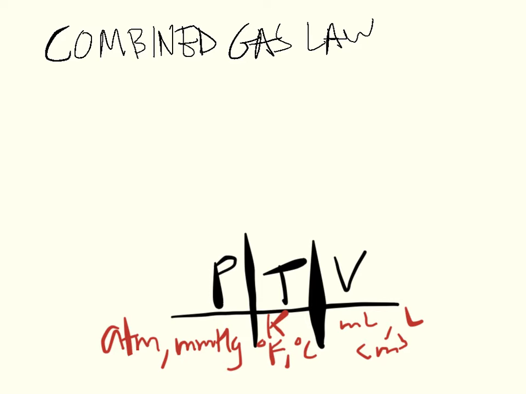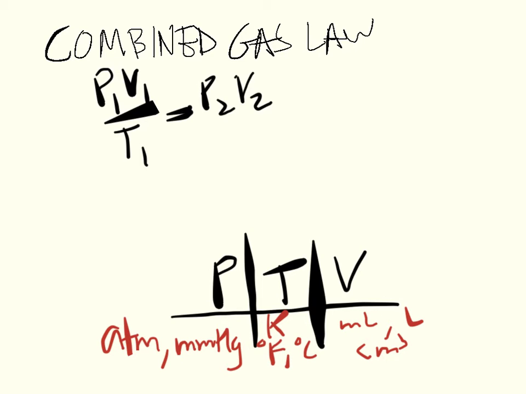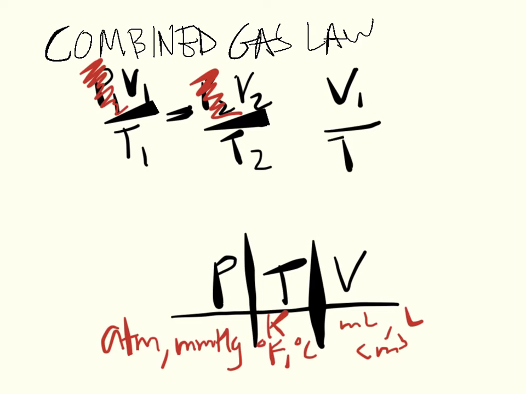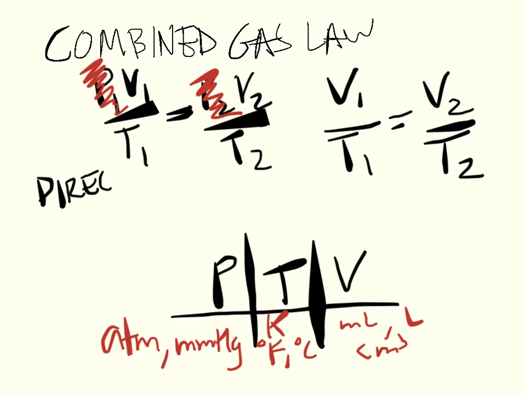So the combined gas law, if we remind ourselves, is P1 V1 over T1 equals P2 V2 over T2. Since we're dealing with just temperature and volume in this learning target, we can essentially get rid of pressure, leaving us with the relationship for volume and temperature of V1 over T1 equals V2 over T2. Volume and temperature, how are they related? They are directly related. So that means they move in the same direction.